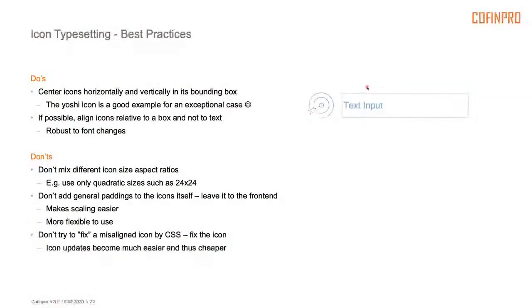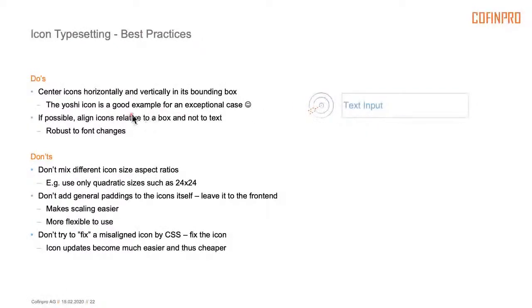Okay, let's do a little recap on what we've seen and what at least I consider as a best practice when dealing with icons, and especially the typesetting part. It's always a good idea to center icons horizontally and vertically in its bounding box. So what does it mean? If you have the bounding box of the icon, you should not let the icon stick to the right, because you can position it very hard. So you should always center it horizontally and vertically.